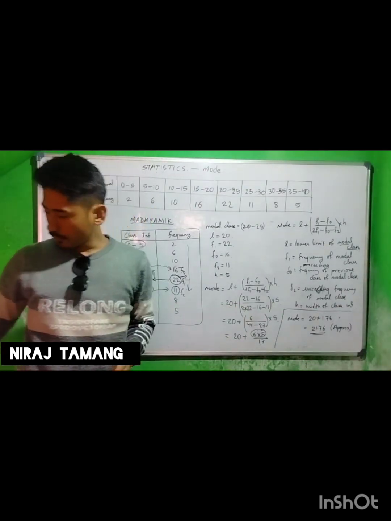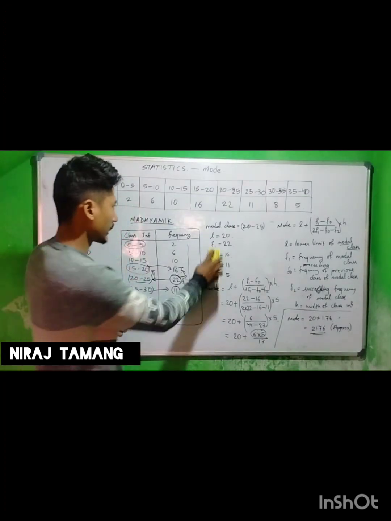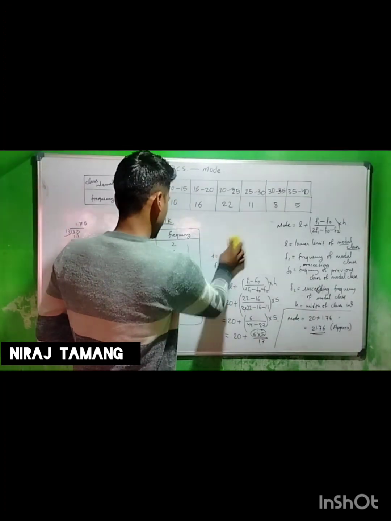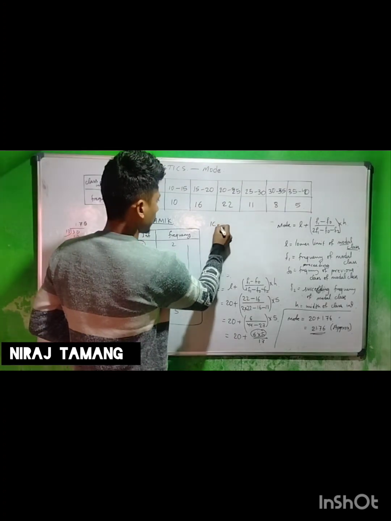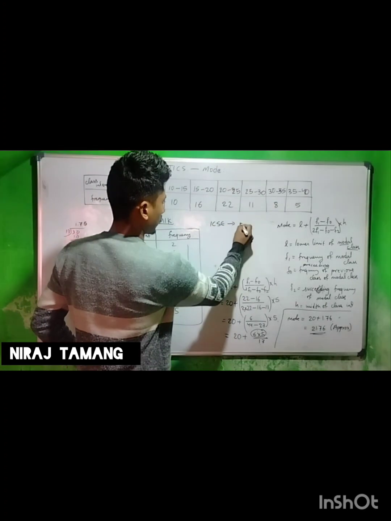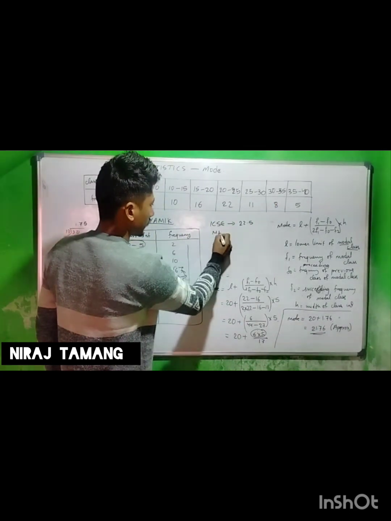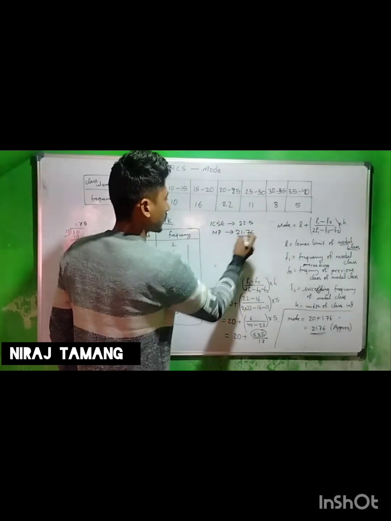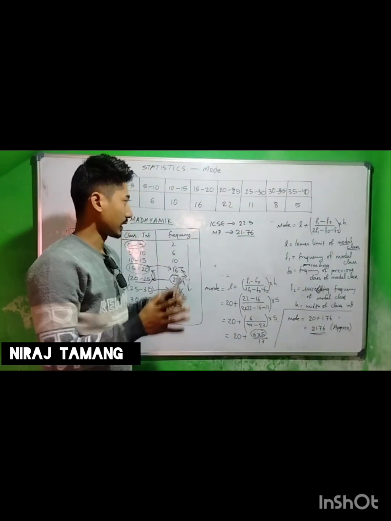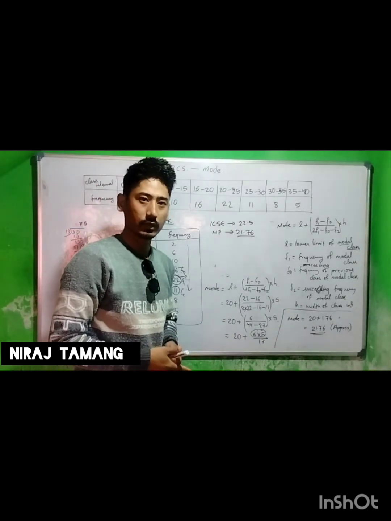If you compare the values of the mode in ICSE and in Madhyamik, in ICSE we got the mode as 22.5 for the same data, and in Madhyamik we got 21.76, which are quite different answers, right?